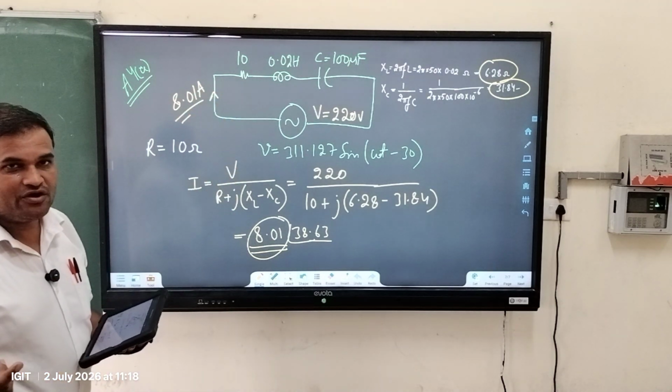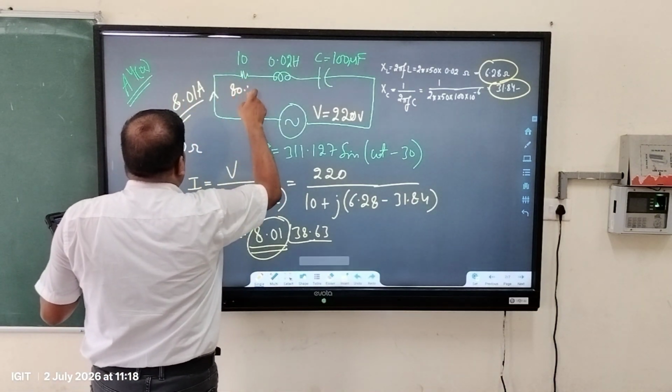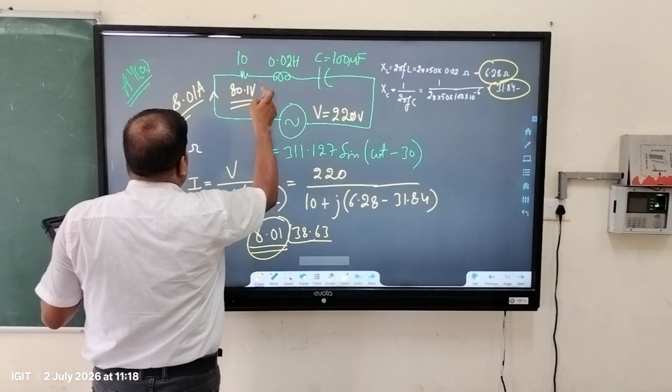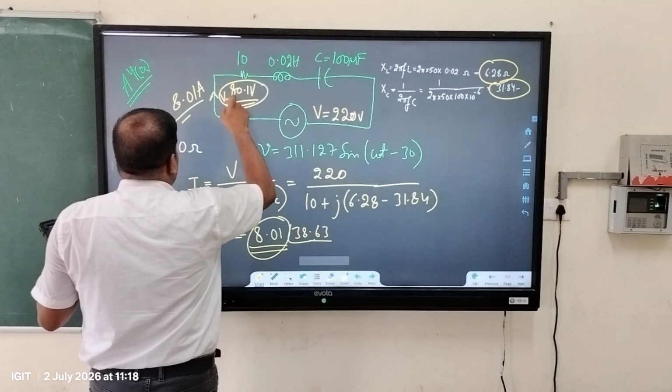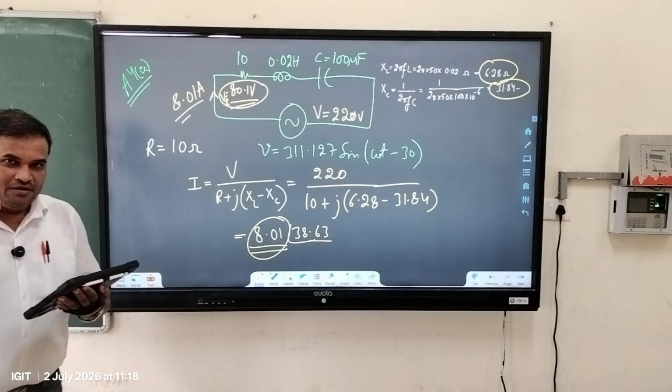Now what is the voltage across the resistor? Obviously the current times the resistance, so 80.1 volts is the voltage across the resistor. I can say VR is equal to 80.1 volts. This is part 4A.